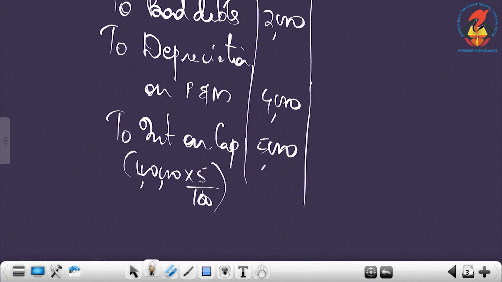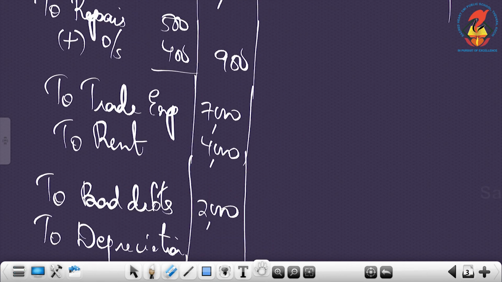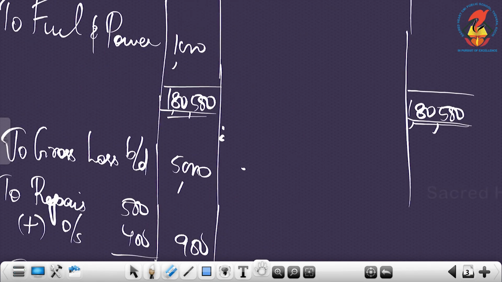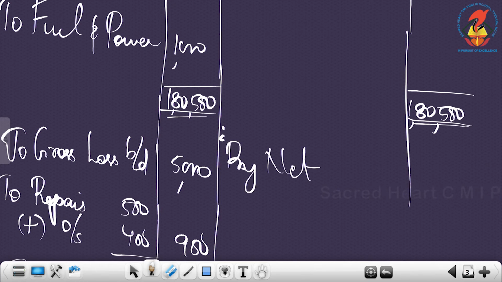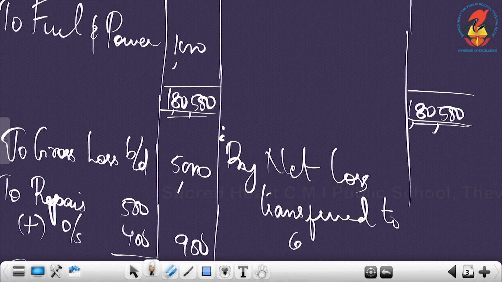Then due for repairs we took. Okay, the last one is a contingent liability. So now your trading and P&L is over. Nothing on the credit side. That means of course shortage is on the credit side, and it is a net loss transferred to capital account. 27,900.